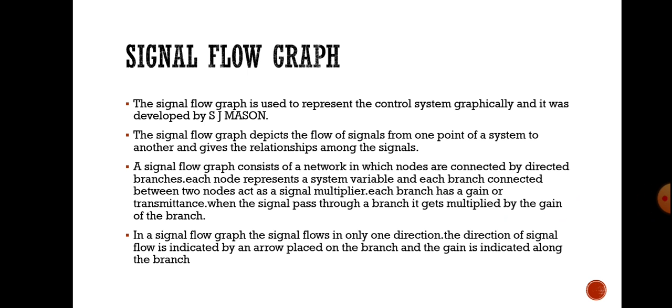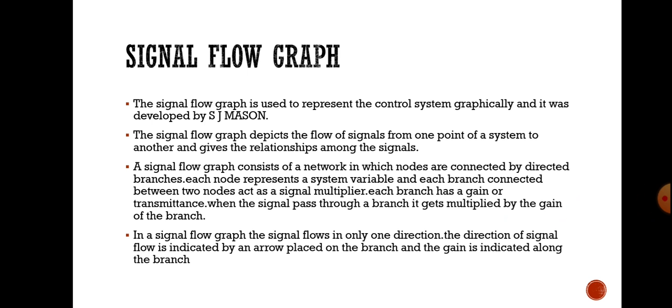A signal flow graph consists of a network in which nodes are connected by directed branches, and each node represents a system variable. Each branch connected between two nodes acts as a signal multiplier. Each branch has a gain or transmittance. When the signal passes through the branch, it gets multiplied by the gain of the branch. In a signal flow graph, the signal flows in only one direction, and the direction of signal flow is indicated by the arrow placed on the branch, and the gain is indicated along the branch. This is all about the signal flow graph.